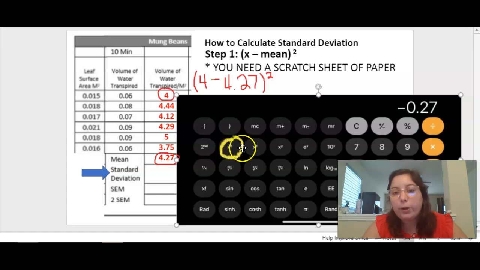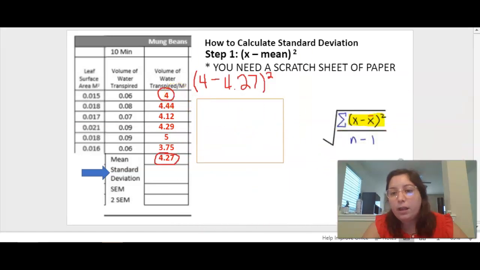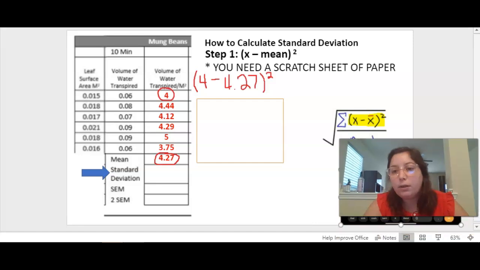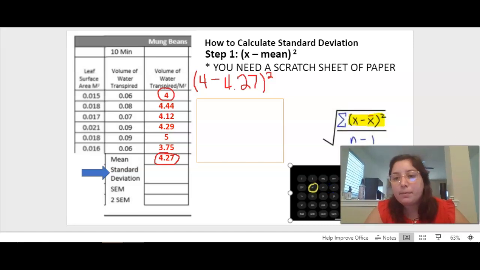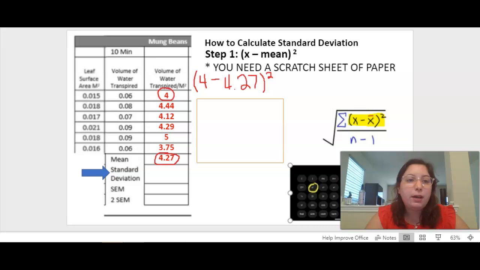And now in order to square this answer, guys, if you go on your iPhone, all you have to do is click the squared mark. Okay, you need to click the squared mark. And so when you do that, I'm going to go ahead and make this small again. Oh, my face is in the way. Let me put it back. There you go. When you do that, your answer should be, if I did this correctly, 4 minus 4.27 equals, and if I square that, my answer should be 0.07.